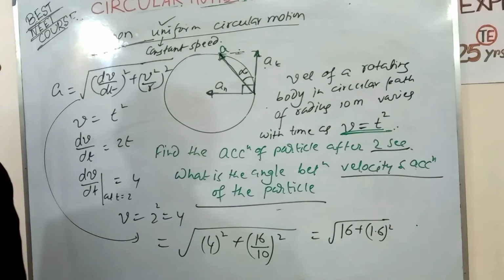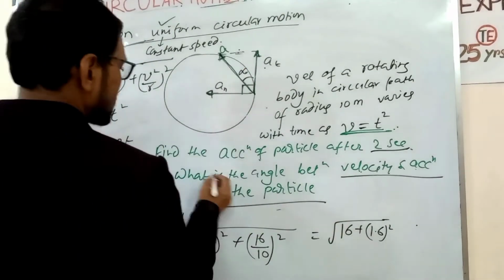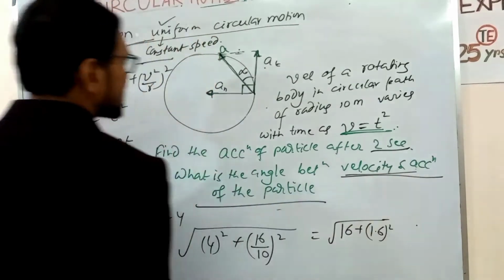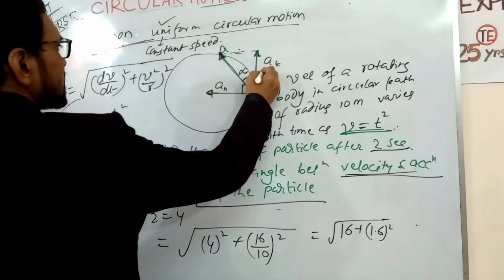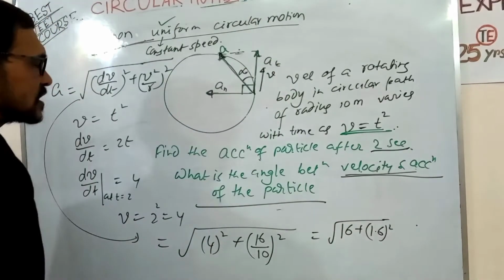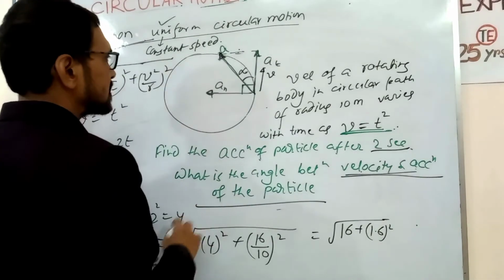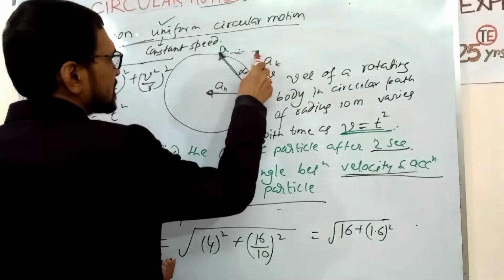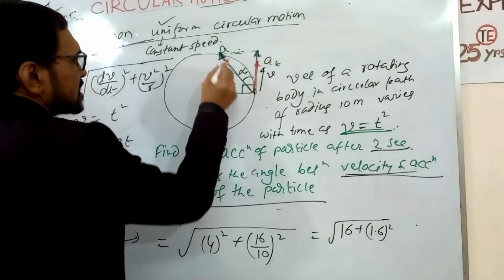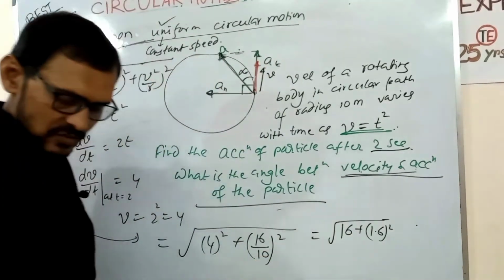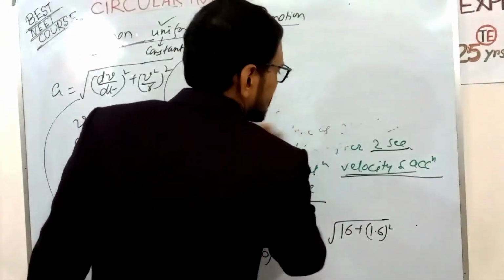Okay, now what is the angle? The question is: what is the angle between velocity and acceleration? So net acceleration is along this direction and velocity is always along the tangent, the direction of tangential acceleration. So this is the direction of velocity and this is the direction of acceleration. So the angle is alpha: the angle between velocity and acceleration is alpha.